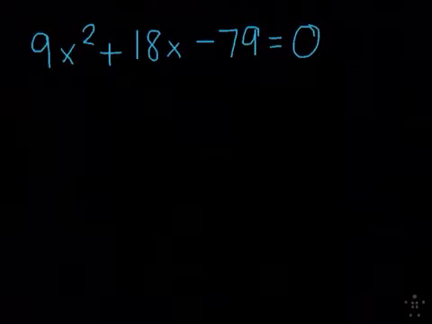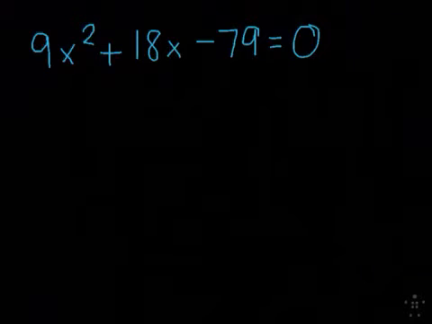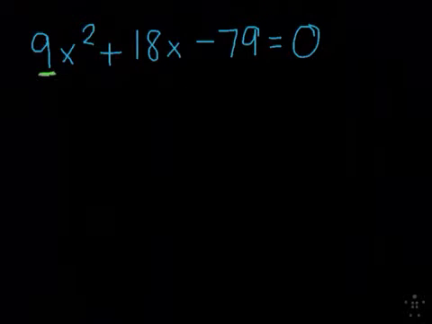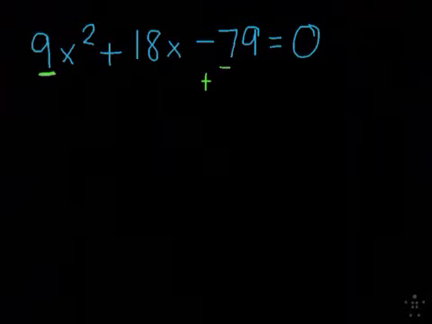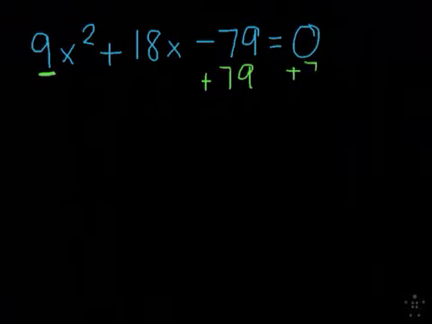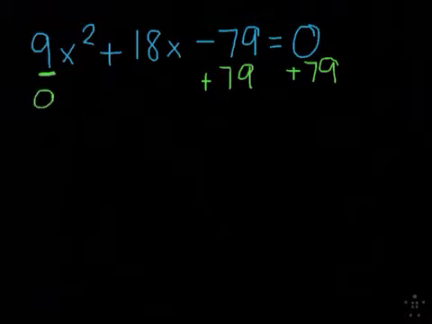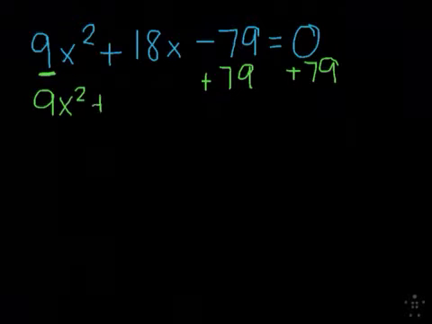All right, now we have an a value that is different from 1. So our first step is always the same. Move your constant term to the other side of the equation. So I have 9x squared plus 18x equals 79.